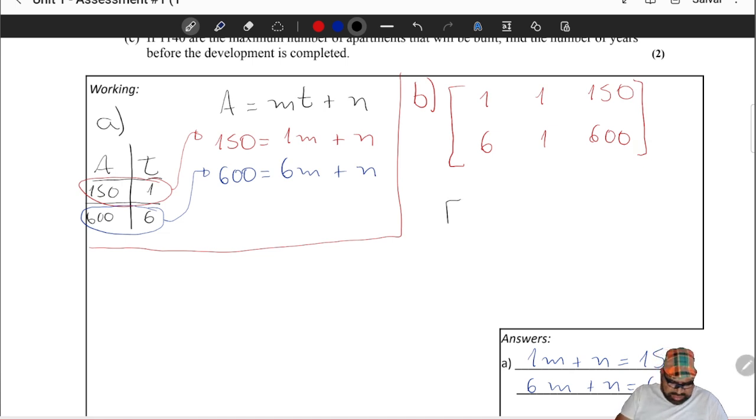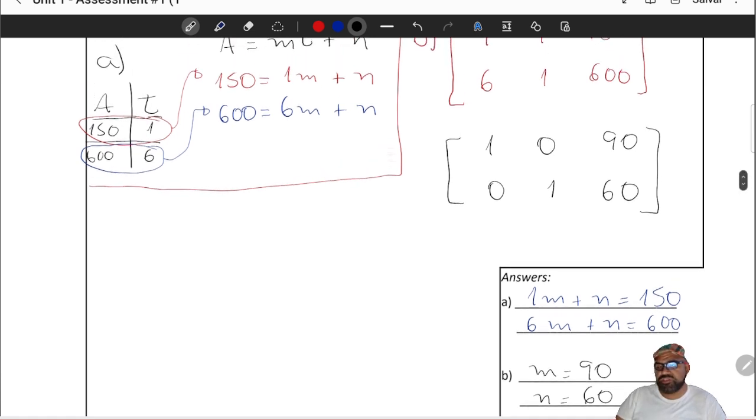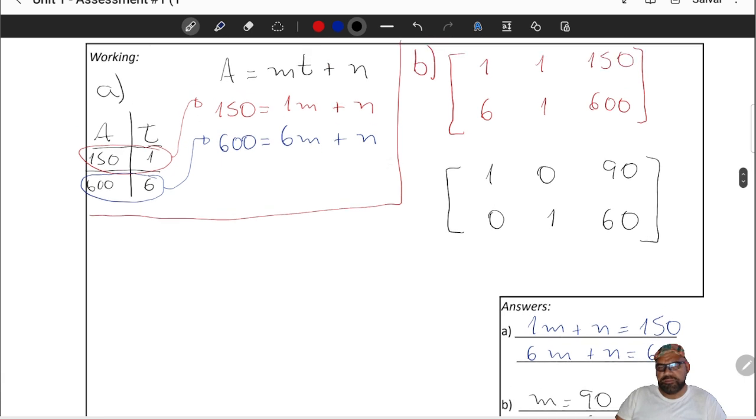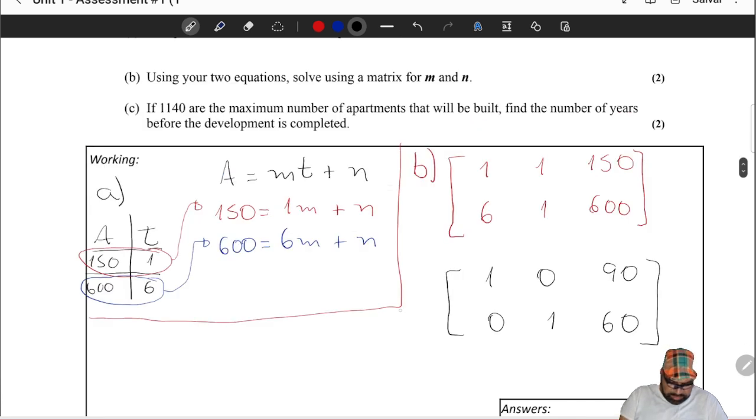Then you got this answer here: 1, 0, 90, 0, 1, 60. What does it mean, this 90 and 60? M equals 90, N equals 60. We found the two variables here. Now we need to plug these variables into the original equation, which is part C.